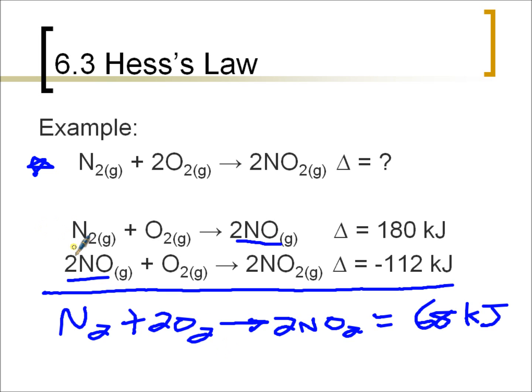This was possible because I knew the delta H's of two similar reactions that I was able to manipulate to get to the reaction I wanted. So this follows a state function. You can have one step to ten steps. As long as it looks like this, I can find out what my delta H is.